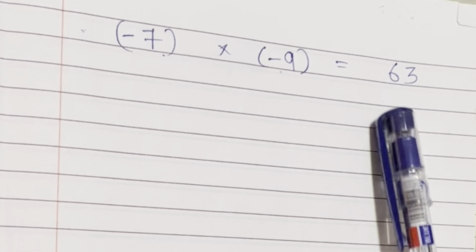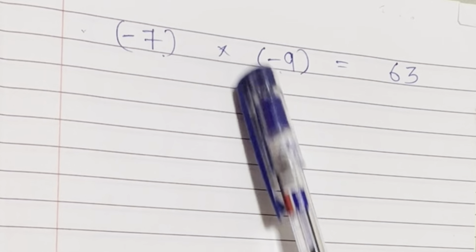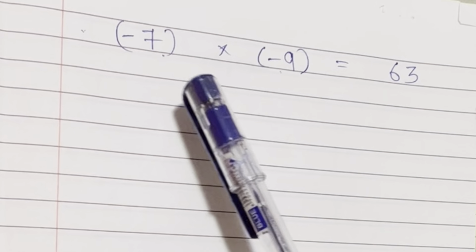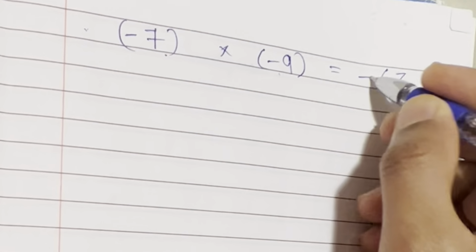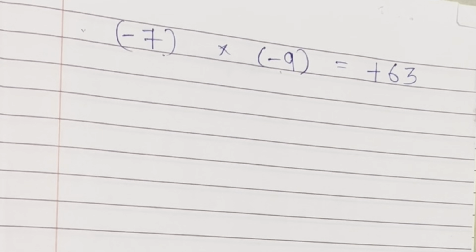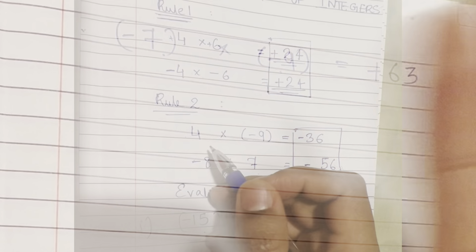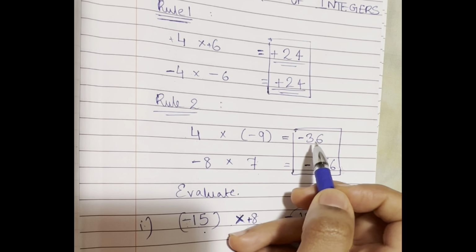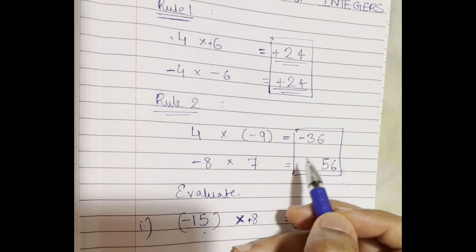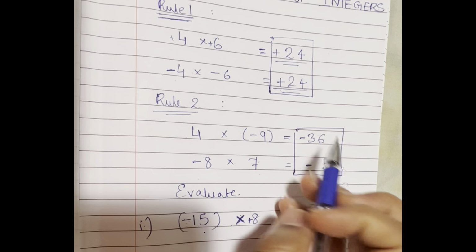So what will be the sign here? Remember rule number 1. When both are having the same sign, remember that term, same. So when both are having the same sign, it is positive. Okay, it's easy. Rule number 1 says when both are having the same sign, it is positive. And then rule number 2 says when both are having the opposite sign, it is negative. Okay, so rule 1 and rule 2 is easy.